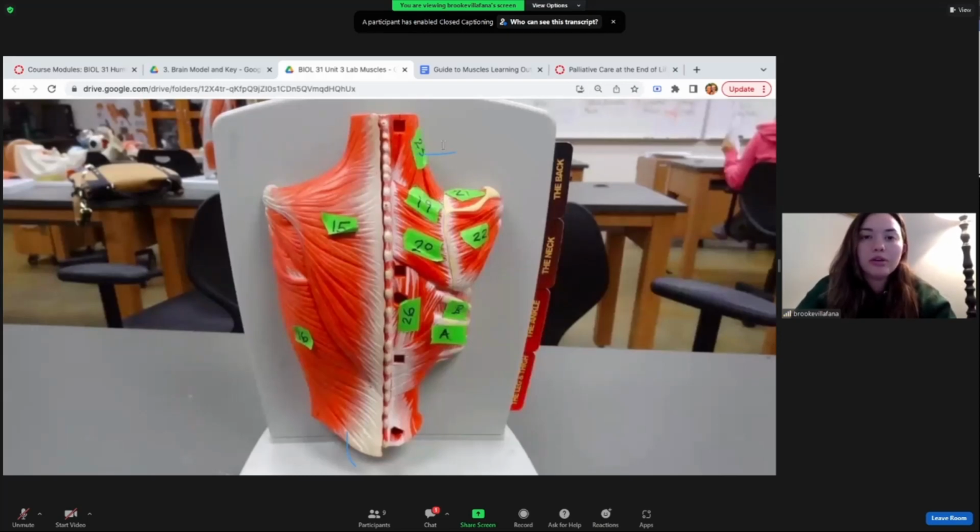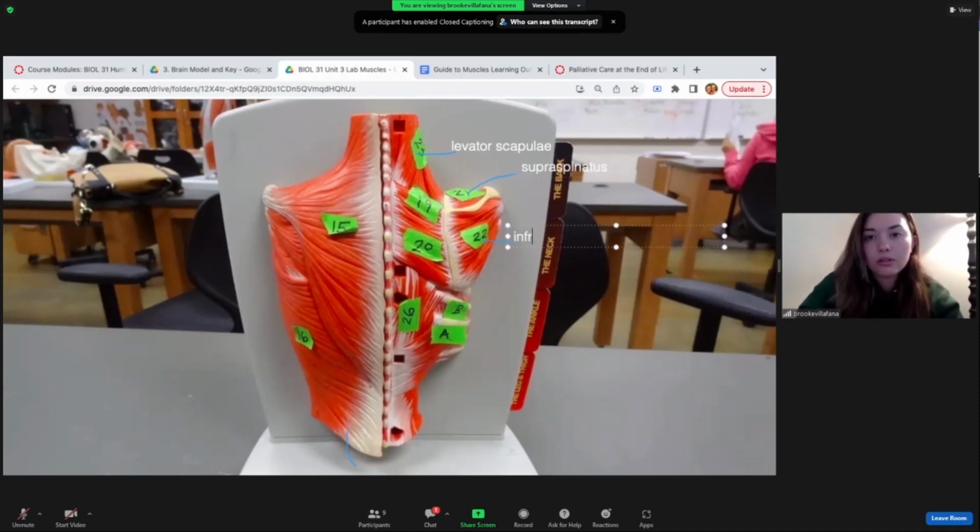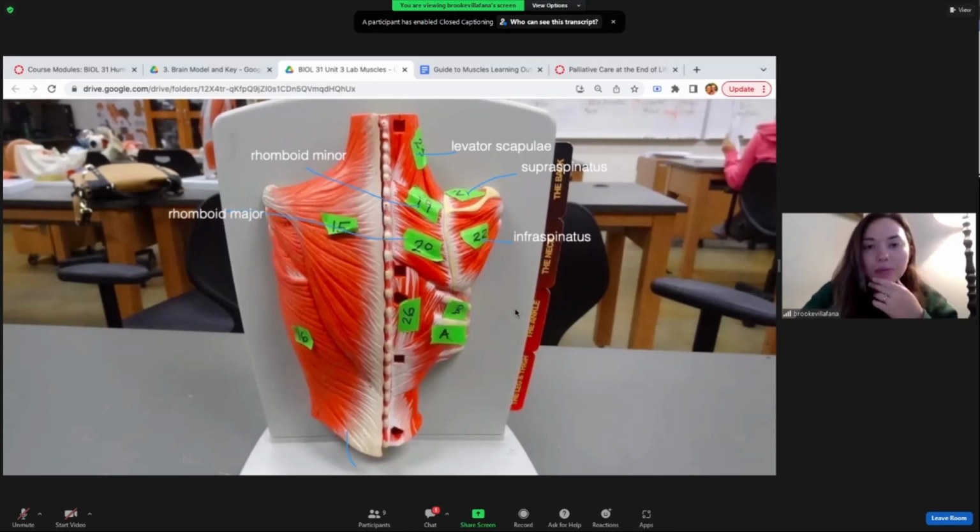So this is the levator scapulae. Okay, so it's lifting the scapula. Over here, we have our supraspinatus and infraspinatus, right? Supraspinatus, infraspinatus. And then we have the rhomboid minor and rhomboid major. Rhomboid minor, number 20, rhomboid major. Just remember the majors on the bottom.